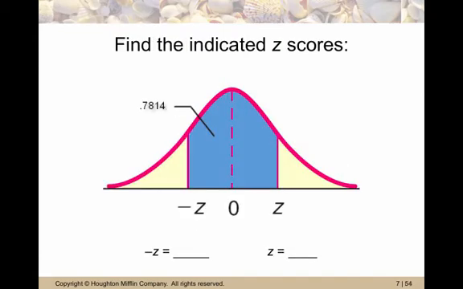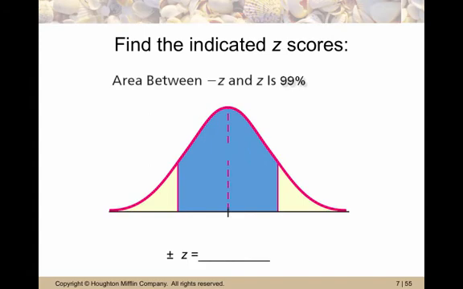Okay, the middle 0.7814. So you do 1 minus 0.7814 divided by 2, and you find the corresponding z-score for that area, and that's going to give you negative 1.23. And then for your positive z-value, you just drop the negative.